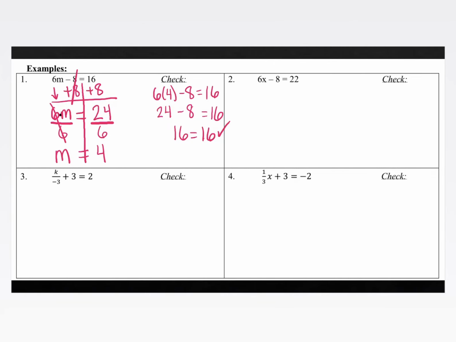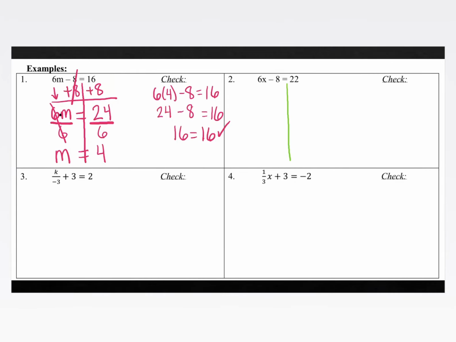Next example here, we have 6x minus 8 equals 22. So I'm going to draw this line vertically here. Since we see subtraction, minus 8, we're going to deal with that first. We can also think about it kind of as like a third wheel in a relationship, is how I like to explain it to my students.